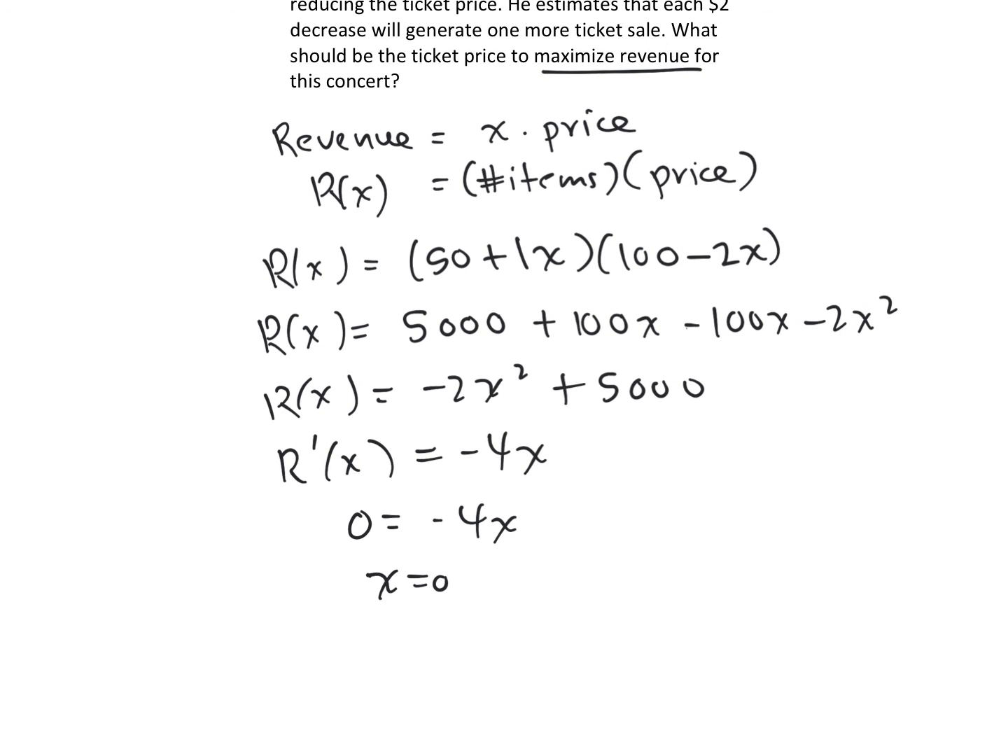So we get x is 0. That means that he's already at his maximum revenue. So he does not need to change the price of the ticket to maximize revenue. He's already going to make the maximum amount of revenue that he can make.